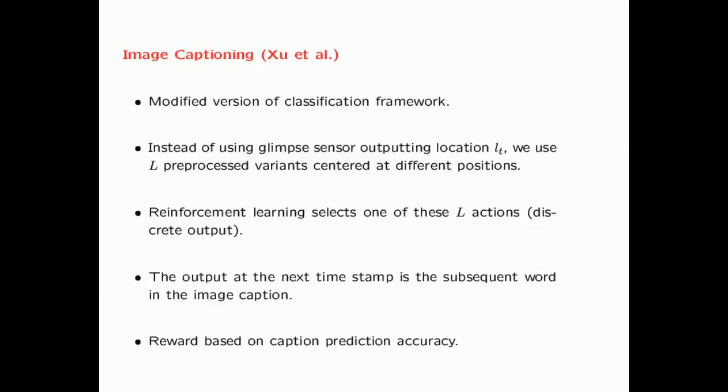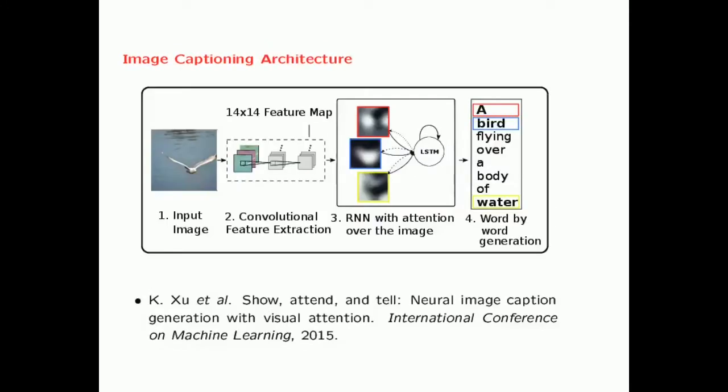And another output, which is the action at the next timestamp, is the subsequent word in the image caption. So in the classification application, your reward was based on the classification accuracy, and in image captioning, your reward is based on the caption prediction accuracy. So here I have shown the work which is Show, Attend and Tell, where it gives you the entire neural architecture. So again, you are using a recurrent neural network, which is essentially an LSTM with attention over the images. But here you are using convolutional feature extraction. So you do use a more complex neural network in this case, because image captioning is a more challenging task.